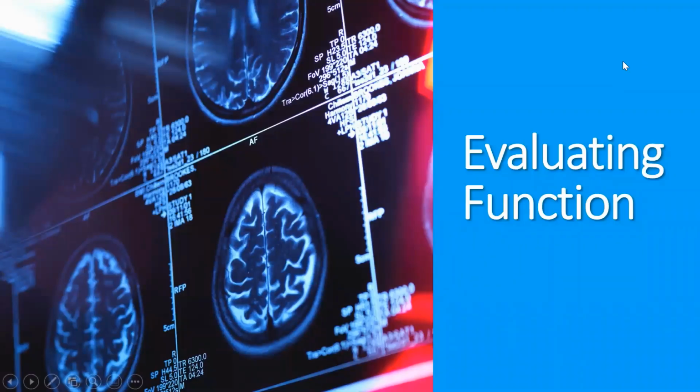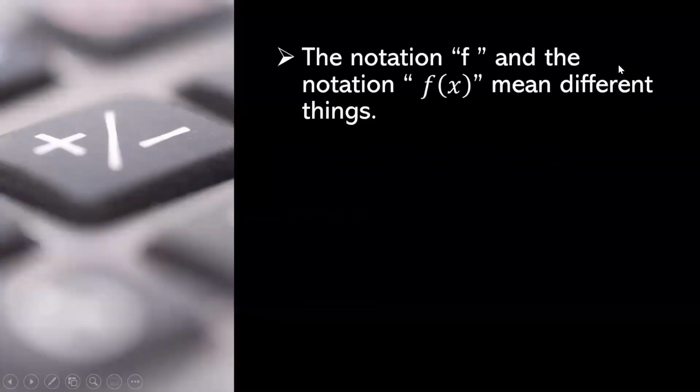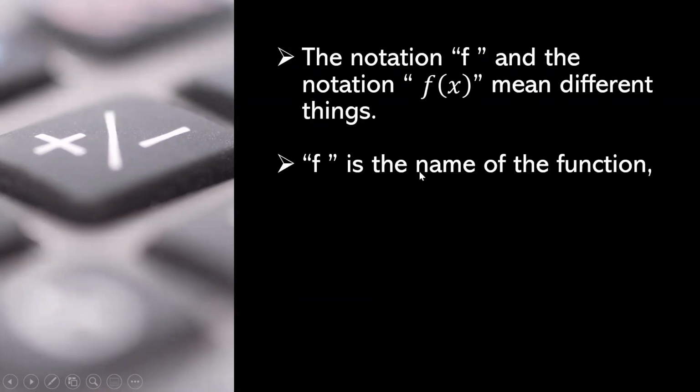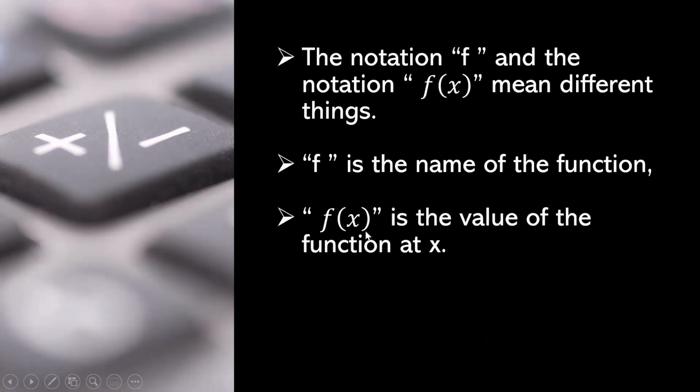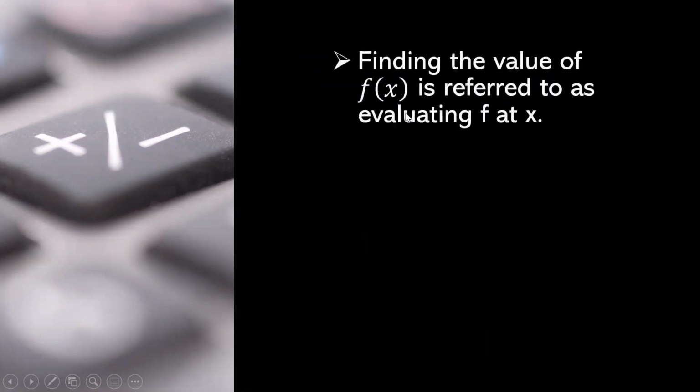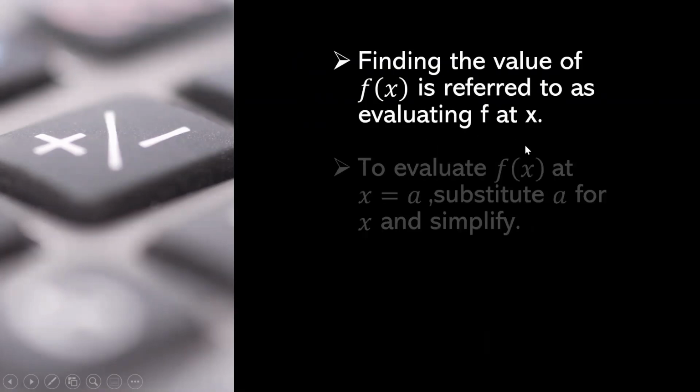Now let's talk about evaluating function. The notation f and the notation f of x means different things. So f is the name of the function, f of x is the value of the function at x. Now, finding the value of f of x is referred to as evaluating f at x.